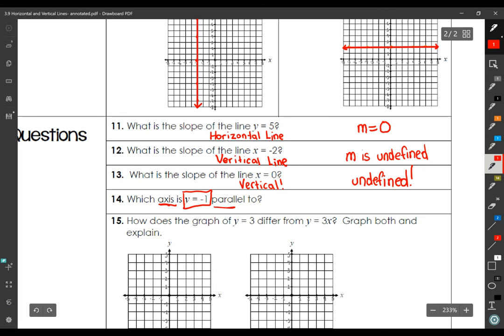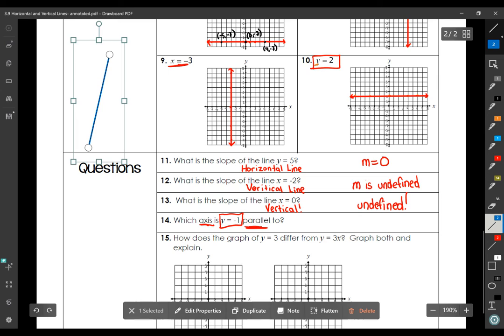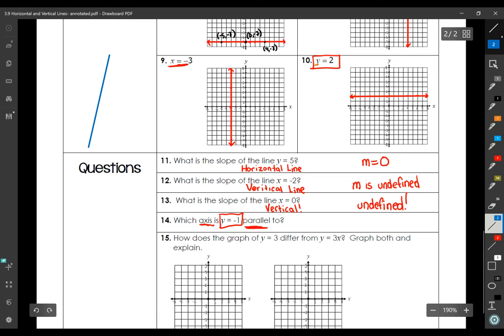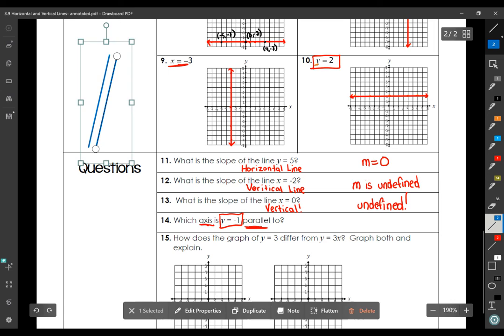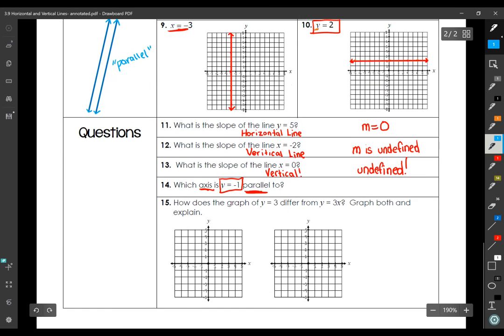What does the word parallel mean? The word parallel means that two lines are traveling in exactly the same direction. So two lines are only parallel if they're headed in the exact same direction, and they're never going to intersect. That's what parallel means. So which axis, the x-axis or the y-axis, is parallel to y is equal to negative 1?